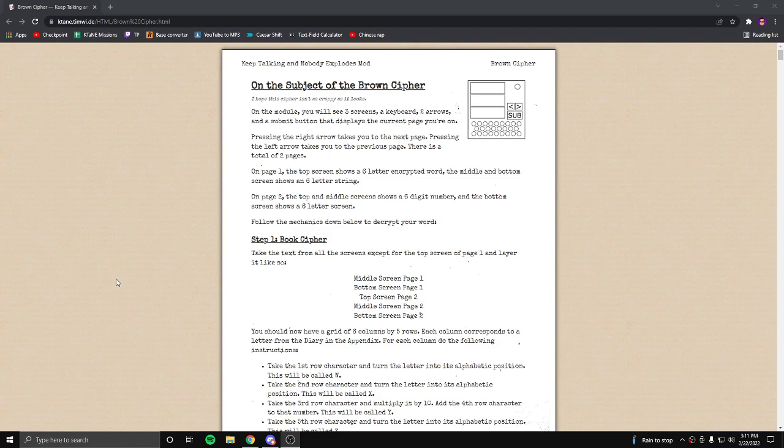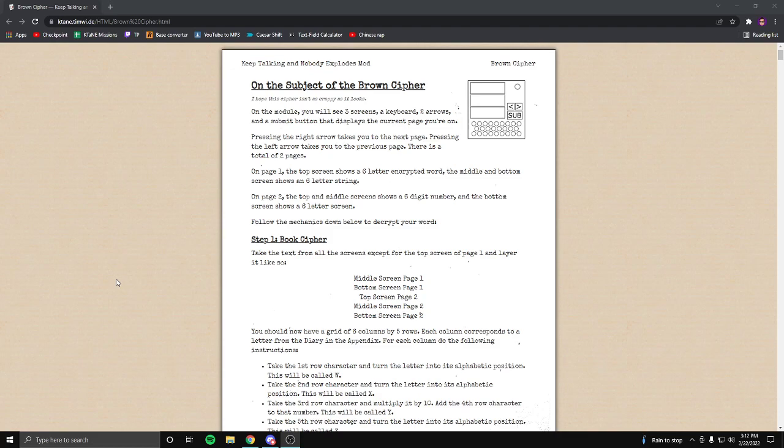On the module, you will see 3 screens, a keyboard, 2 arrows, and a submit button that displays the current page you're on. Pressing the right arrow takes you to the next page. Pressing the left arrow takes you to the previous page. There is a total of 2 pages.